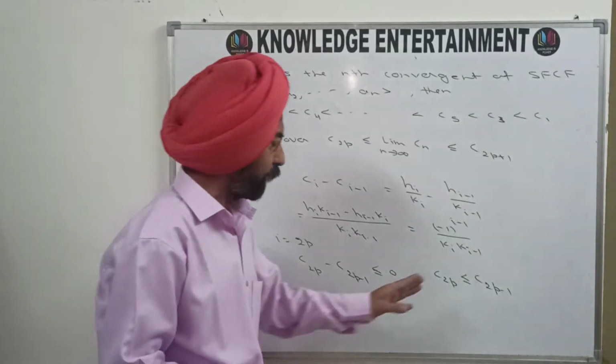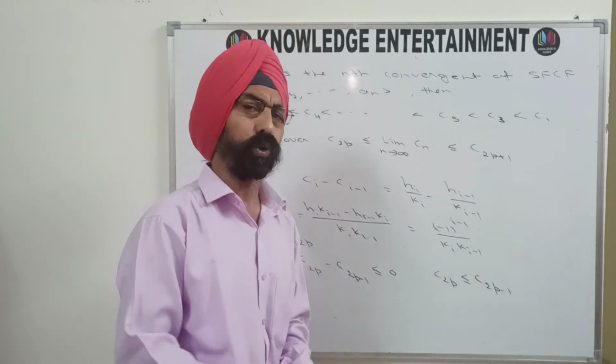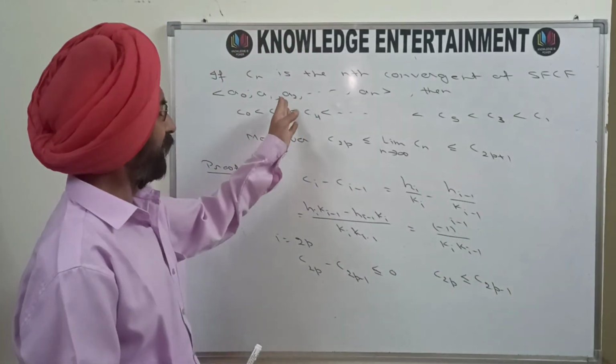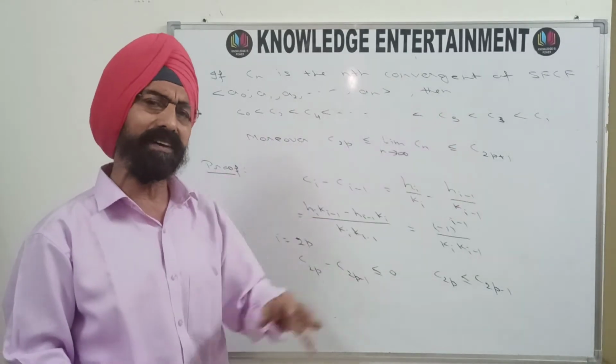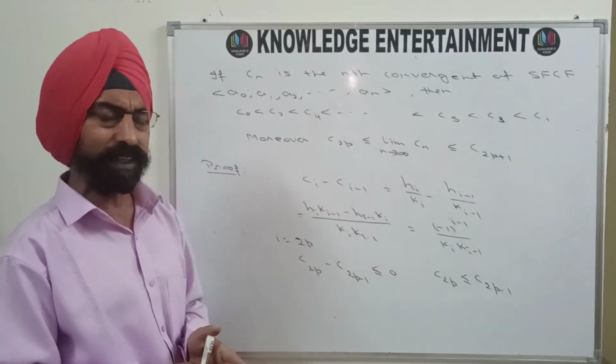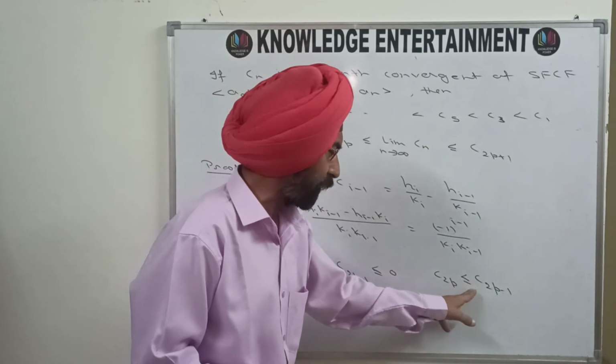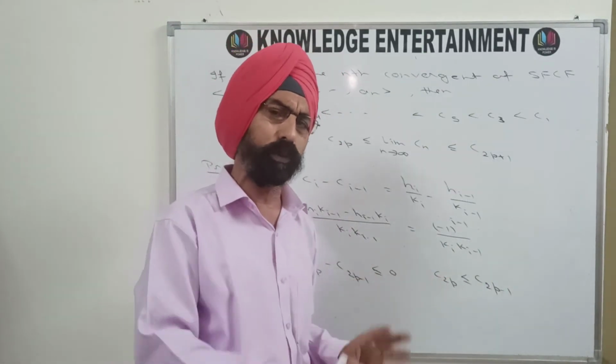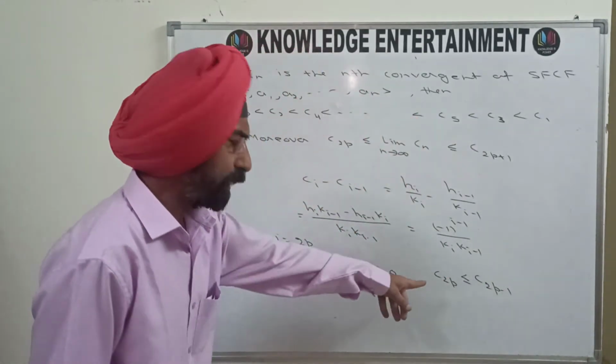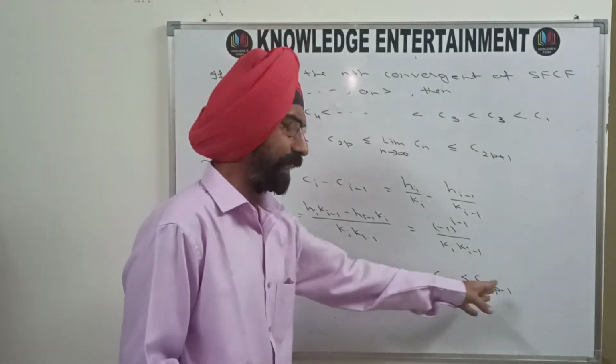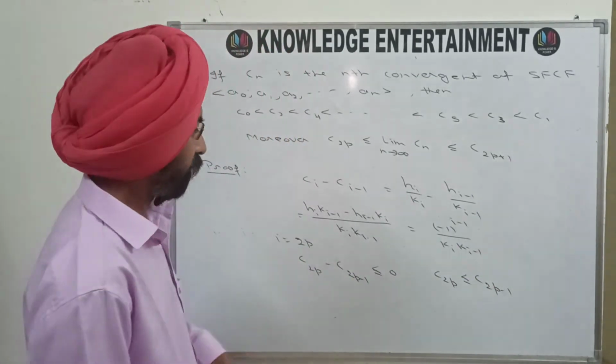But that is for a particular p. We have to show that every even convergent is less than every odd convergent. So that means in general we have to show that C2p is less than or equal to every C2q minus 1 or C2q plus 1. So for that, this part we have shown that C2p is less than or equal to C2p minus 1.